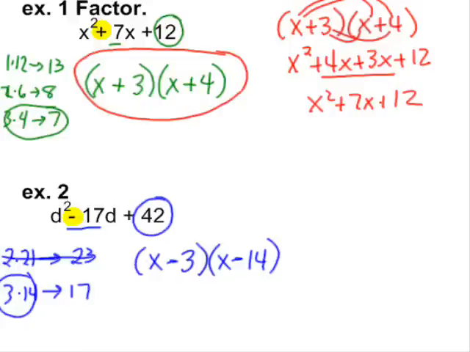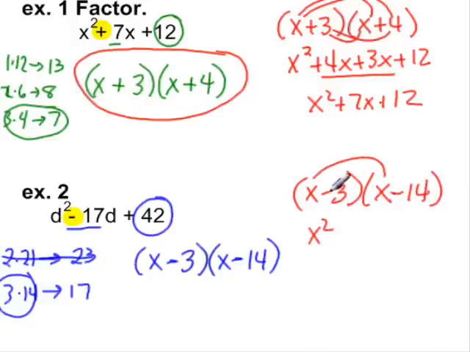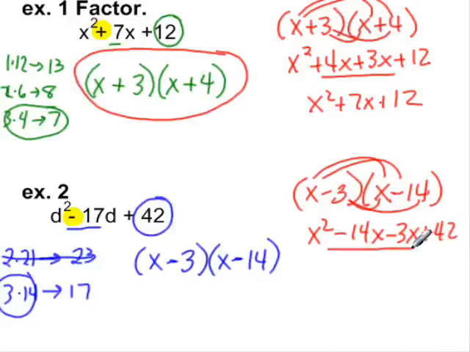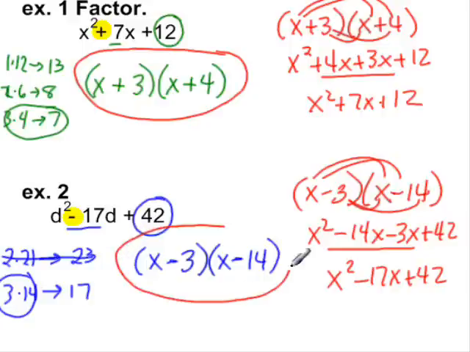Once again, if I'm unsure, I can check my answer. So x times x will be x squared. X times negative 14 is negative 14x. Negative 3 times x is negative 3x. And negative 3 times negative 14 is positive 42. The like terms are in the middle. Negative 14 minus 3 is negative 17. That is definitely what we started with, so I know that I've got the correct answer.